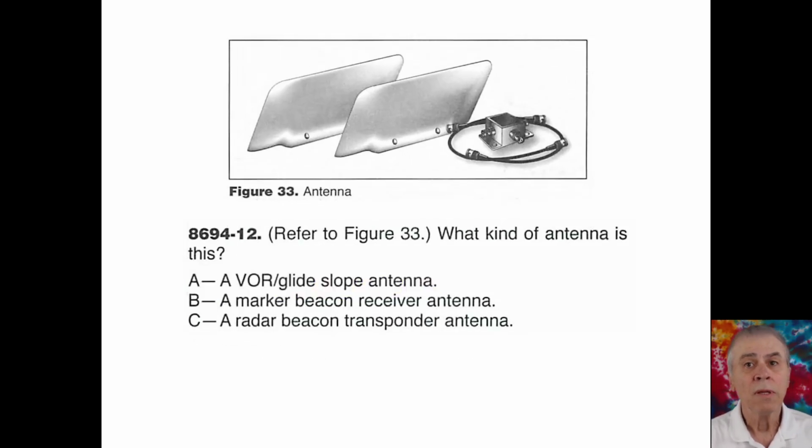Whoops. What kind of antenna is this? Is that a VOR glide slope? Is it a marker beacon receiver antenna? I'm just going to say no on that right away. Well, actually, that's the next one, the radar beacon transponder. I'd like to say no to. The marker beacon, it's just if it had a more flush type profile, it doesn't need to extend that far.